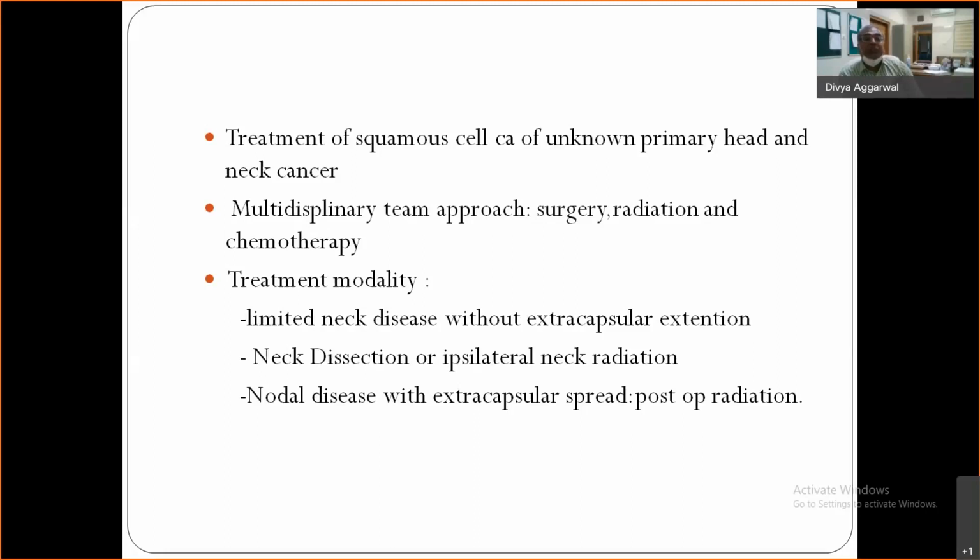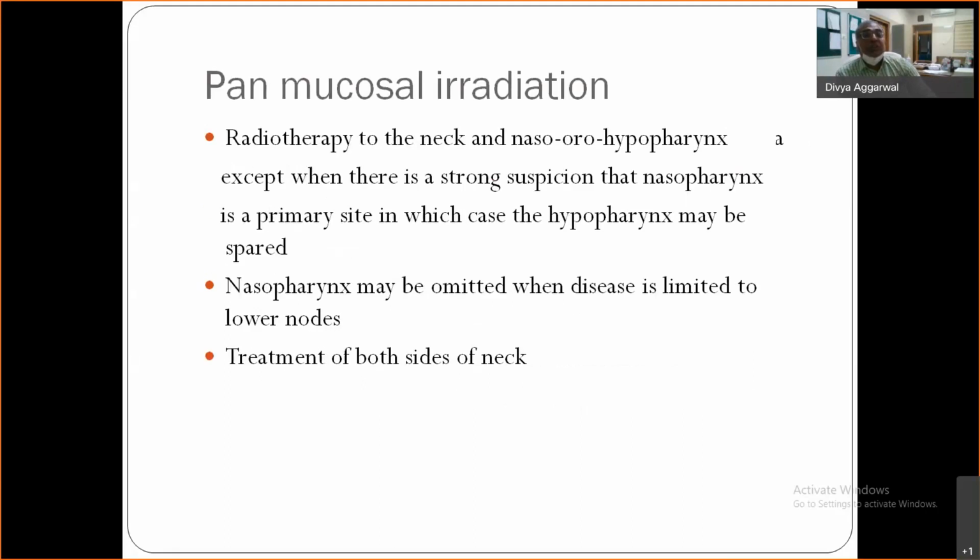So what is the treatment of a squamous cell carcinoma of an unknown primary in the head and neck region? It is basically a multidisciplinary team approach involving surgery, radiation, and chemotherapy. What are the treatment modalities? A limited neck dissection if there is no extracapsular extension, neck dissection or ipsilateral neck radiation, and in nodal disease with extracapsular spread, post-op radiation should be given.